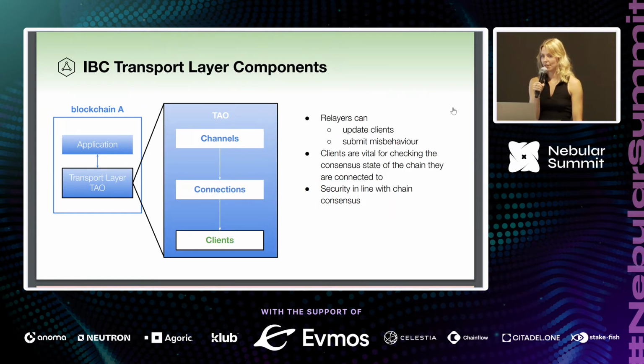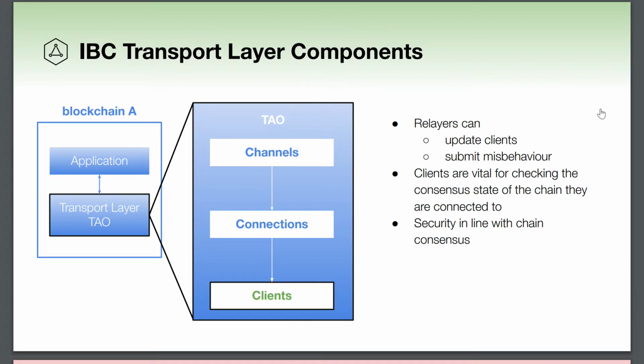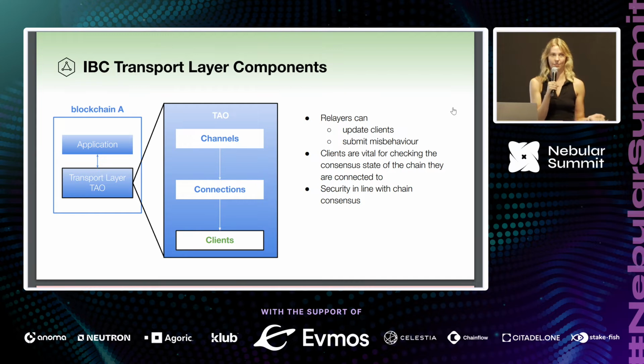And then the clients are arguably one of the most important parts of the transport layer in IBC. It's the way that means that you are sure that messages are actually being sent to you. So the blockchain A would have a client of the blockchain B that it's trying to communicate with. And with this client, it can check that a message was actually sent from blockchain B. And this means that the IBC protocol has security in line with the underlying chain's consensus mechanisms. There's no kind of trusted third party in that sense. So it's really trust minimized, dependent on the underlying chain's consensus mechanisms.